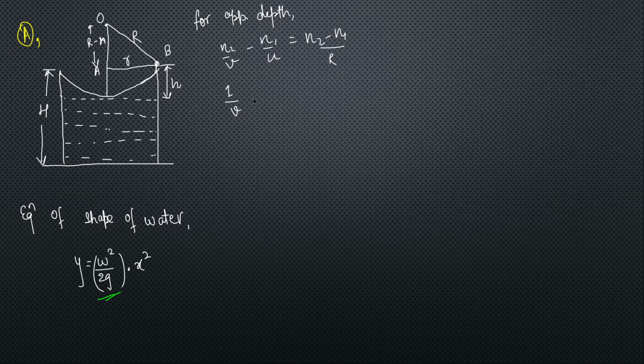So we have 1 by v minus this n1, which is the water, so it would be 4 by 3 over... not 4 actually. Just a second.